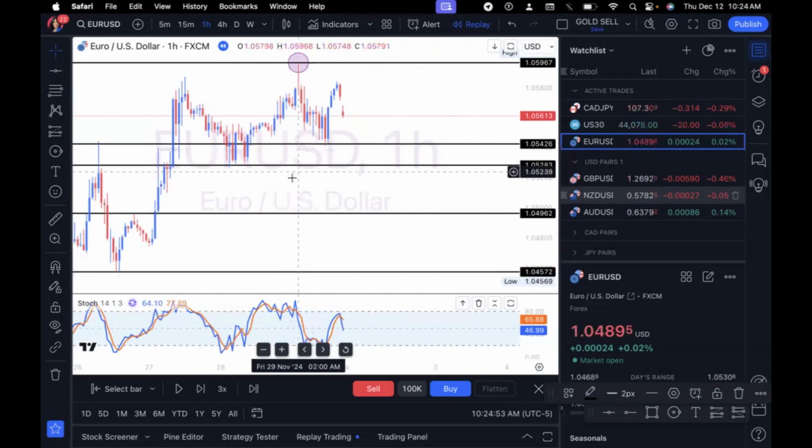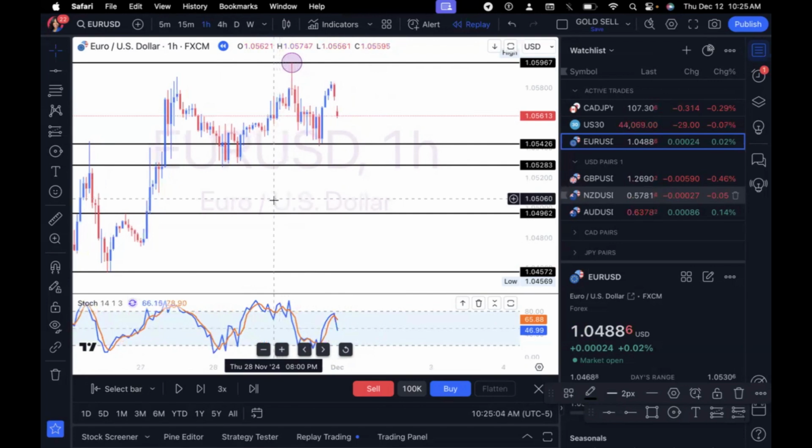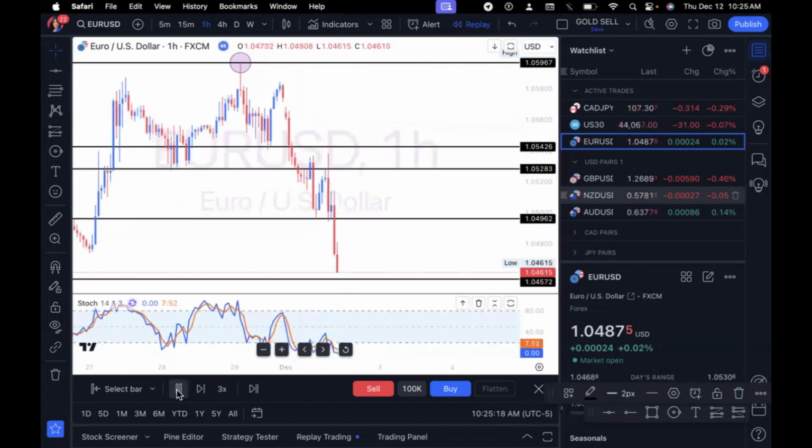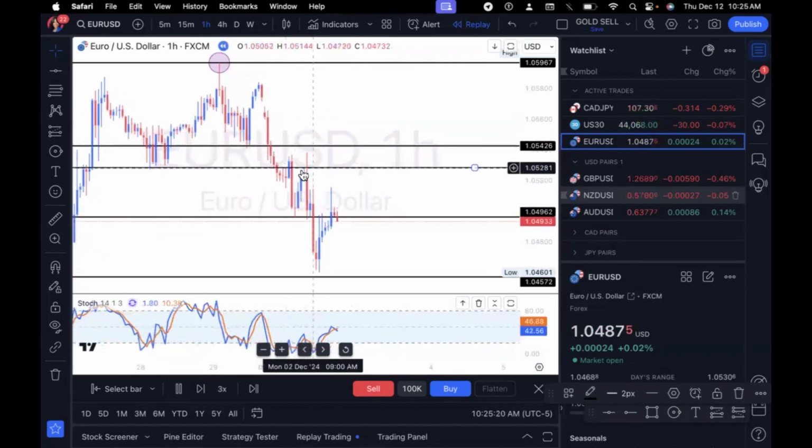So I'm going to hit play, and I'm going to see what happened in this trade. And don't forget that we do have a pending order that we could potentially take at 1.0525, I believe. So once the market gets down to that level, our trade should trigger. Oh, look, right away. We can see within an hour, the market actually did come down and trigger our trade.